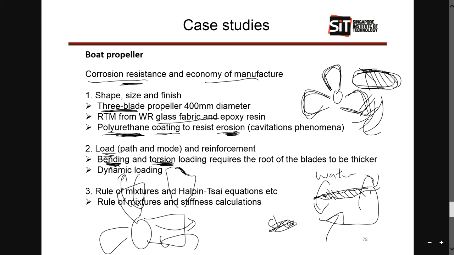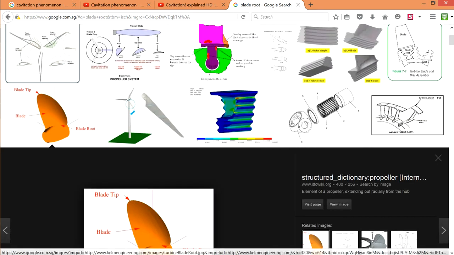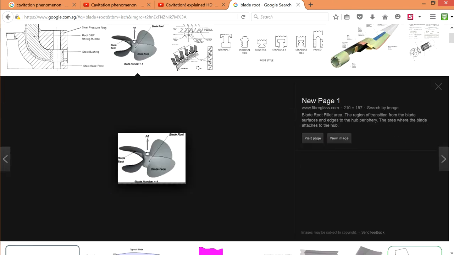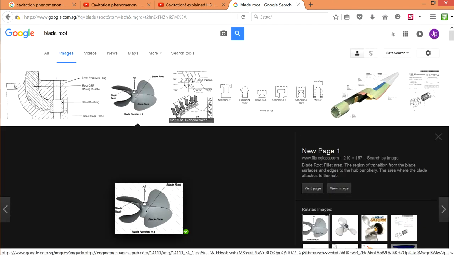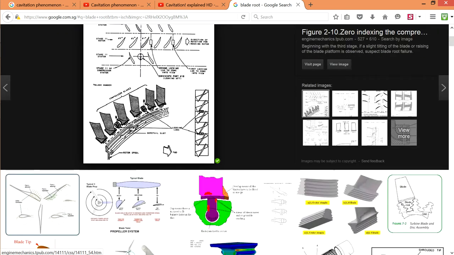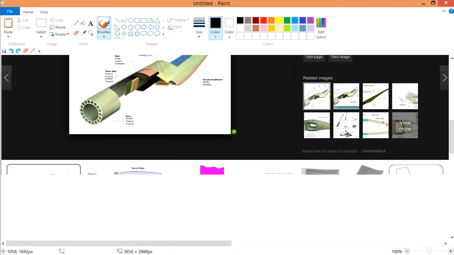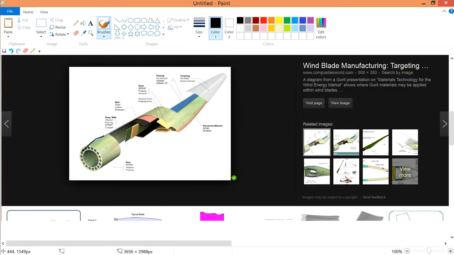And therefore you need the root of the blade to be thicker. So where's the root of the blade? The blade root is actually near the hub of your propeller. If you take a look, your blade root is actually over here. So your whole blade is something like that, and this is the root.